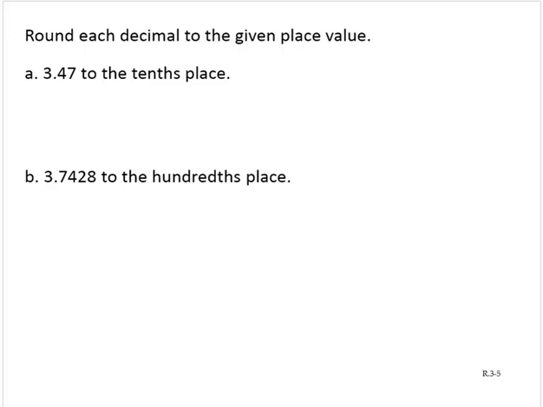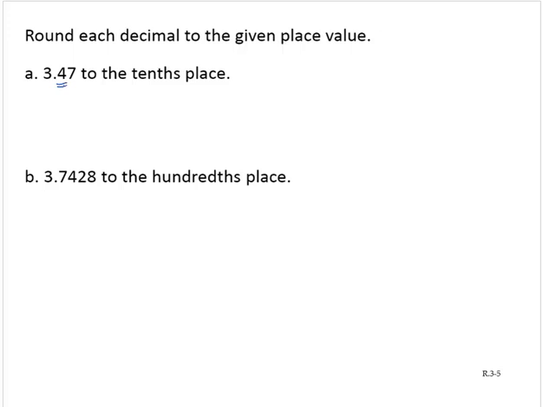Round each decimal to the given place value. Round 3.47 to the tenths place. First, identify the number in the tenths place. Well, in this case, that would be the 4. 4 is in the tenths place.